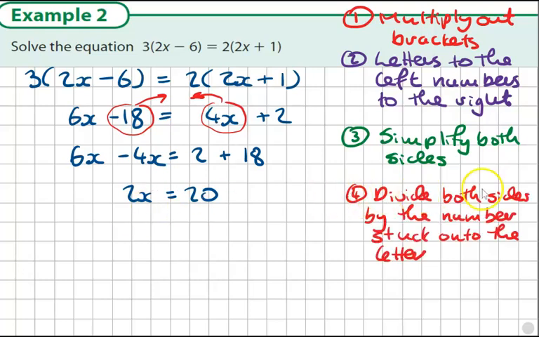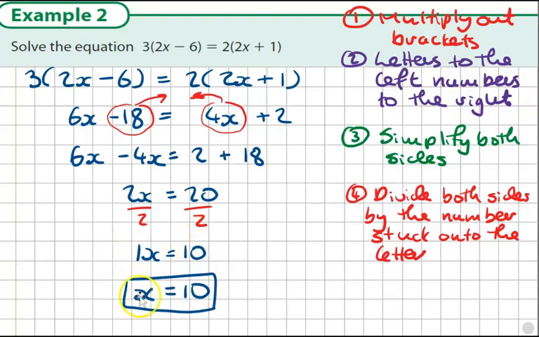So we divide both sides by the number stuck onto the letter, and that number is 2. So it's important here to note you're dividing both sides by 2. You're not dividing both sides by 20. You always divide by the number stuck onto the letter. So dividing by 2, we get 1x is equal to 10, because 20 divided by 2 is 10. And 1x is the same thing as x, so x is equal to 10.